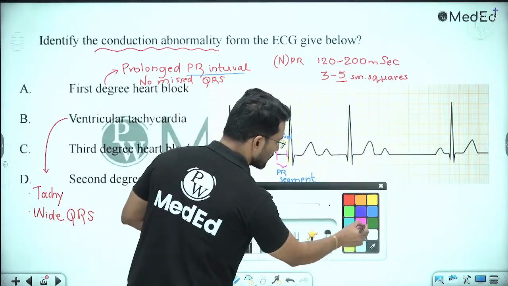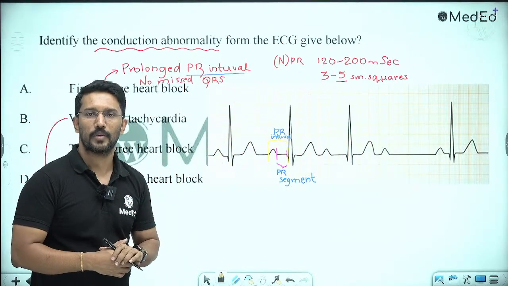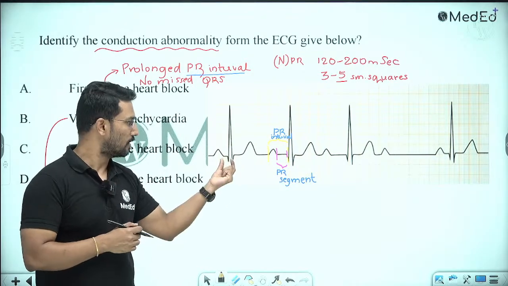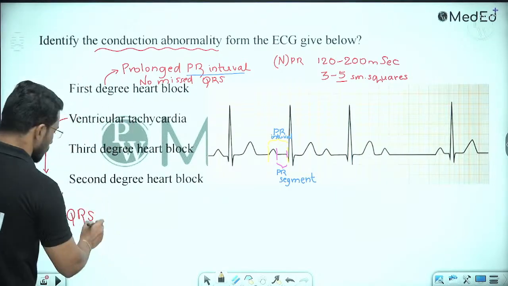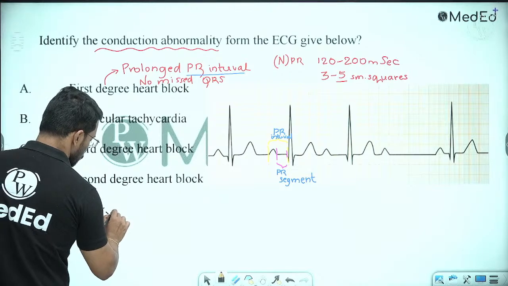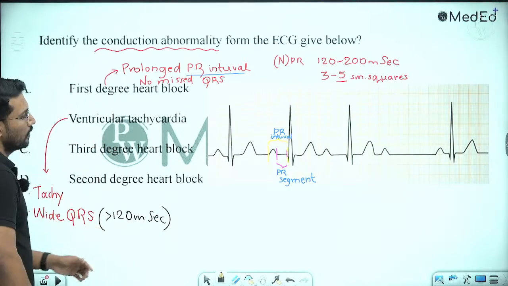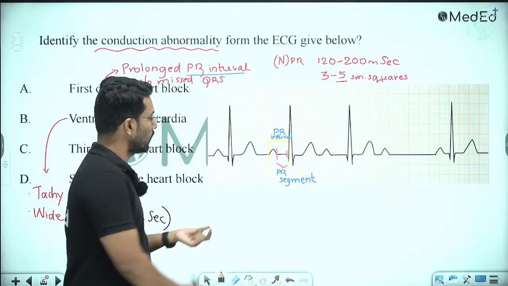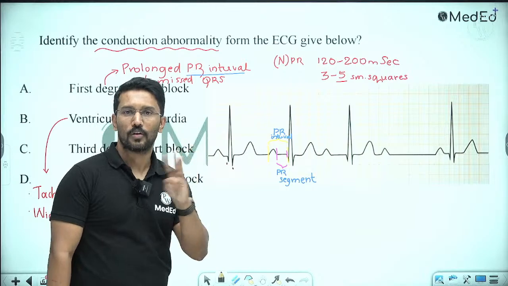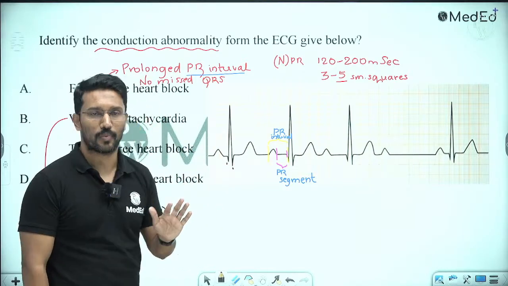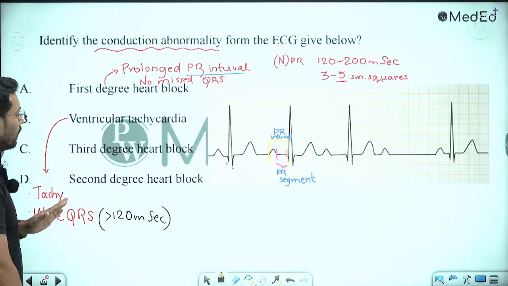When your QRS complexes are normal, QRS complexes should occupy less than 3 small squares, which means it should be less than 120 milliseconds in terms of duration. If they are occupying more than 3 small squares, it is clearly abnormal. That means more than 120 milliseconds, which is equivalent to 3 small squares. So here, is it occupying more than 3 small squares from the beginning of Q to the end of S? Certainly not. It is less, so it is narrow QRS complexes. There is neither tachycardia nor wide QRS complexes, so this cannot be ventricular tachycardia.